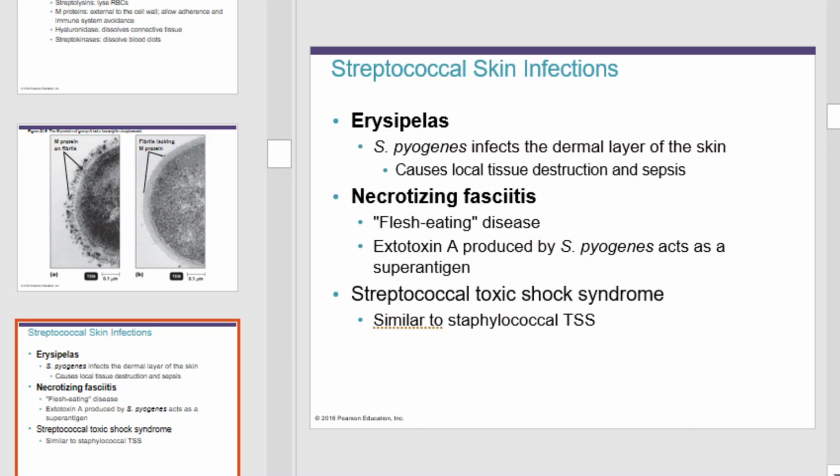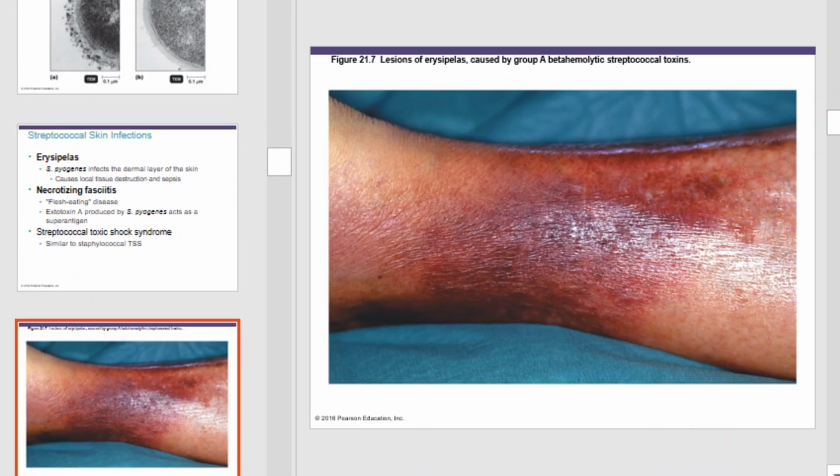Another serious streptococcal skin infection is necrotizing fasciitis. This is a flesh-eating disease. The streptococcal organism that causes necrotizing fasciitis produces exotoxin A. Exotoxin A, produced by Streptococcus pyogenes, acts as a super antigen. Streptococcal organisms can also cause toxic shock syndrome, similar to staphylococcal toxic shock syndrome. This is an example of the damage caused by group A beta-hemolytic streptococcal toxins.